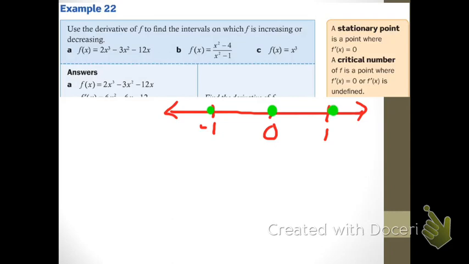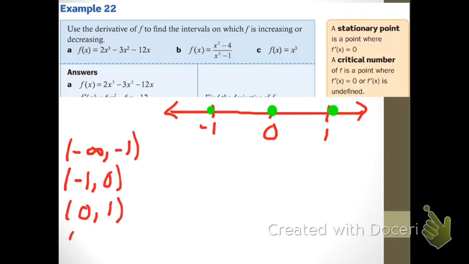And what I'm going to do right now is look at the intervals created by those critical numbers. And those intervals are these. We're going to look at the interval from negative infinity to negative 1. We're going to look at the interval from negative 1 to 0. Now notice these are all in parentheses. These critical numbers are not included in these intervals. 0 to 1 is the third interval, and 1 to infinity is the fourth interval.